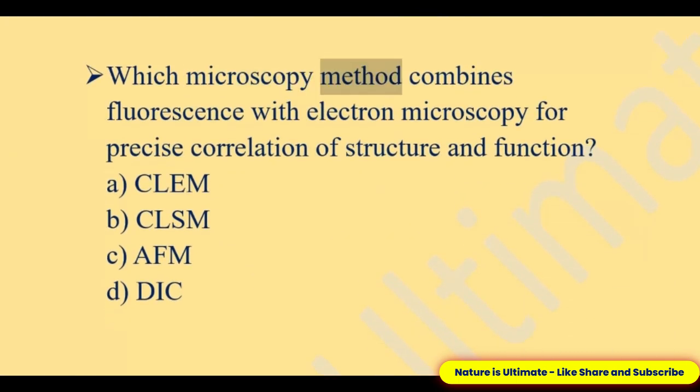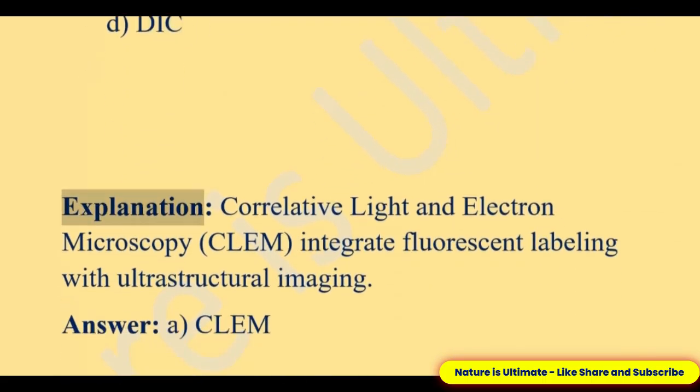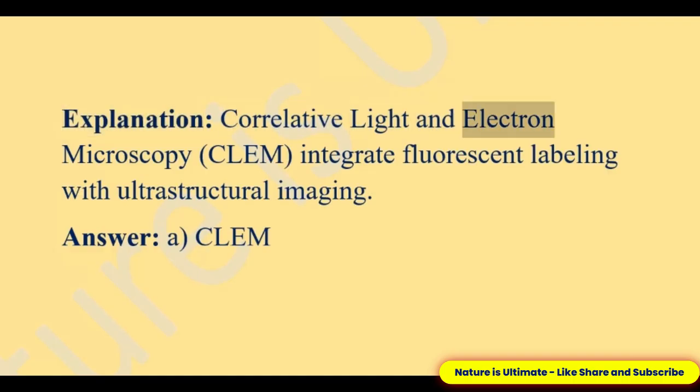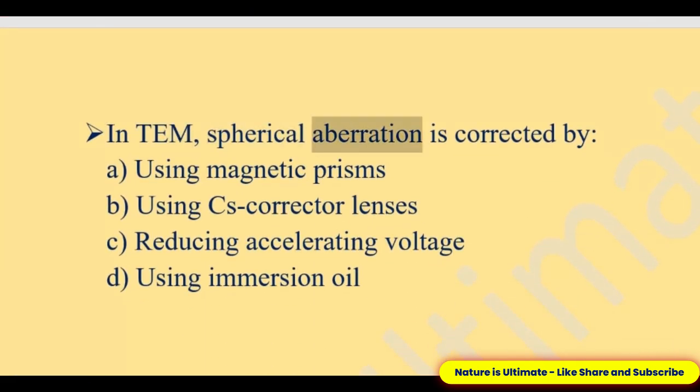Which microscopy method combines fluorescence with electron microscopy for precise correlation of structure and function? A. CLEM. B. CLSM. C. AFM. D. DIC. Explanation: Correlative light and electron microscopy, CLEM, integrates fluorescent labeling with ultrastructural imaging. Answer: A. CLEM.